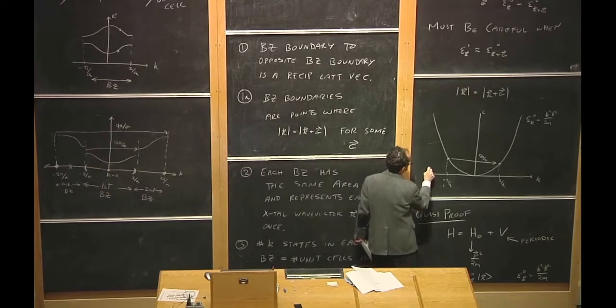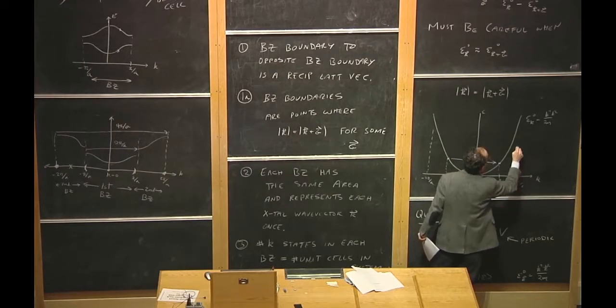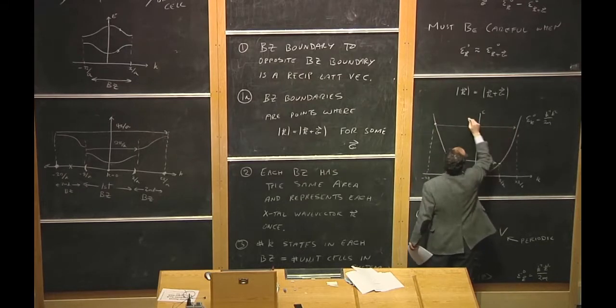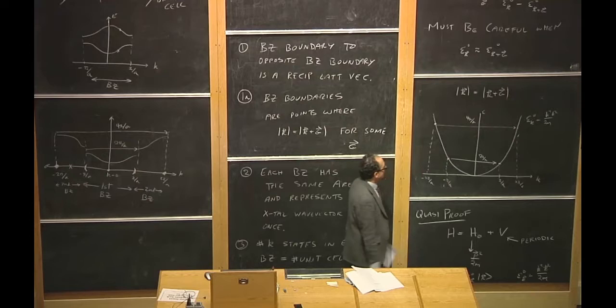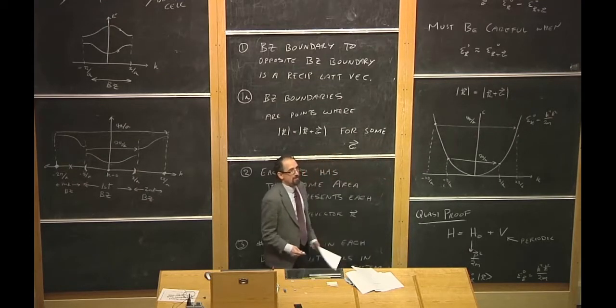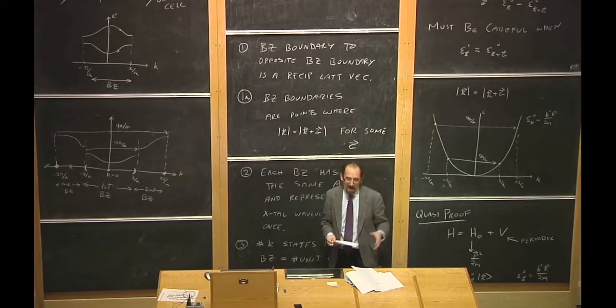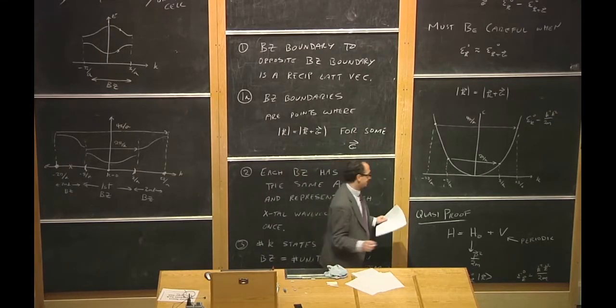Similarly, if we go to minus 2 pi over a and 2 pi over a, these are separated by a reciprocal lattice vector, 4 pi over a, and their energies are identical. So they will give you a divergence in second order perturbation theory. So the place where second order perturbation theory fails is exactly when you're on a Bragg zone boundary.